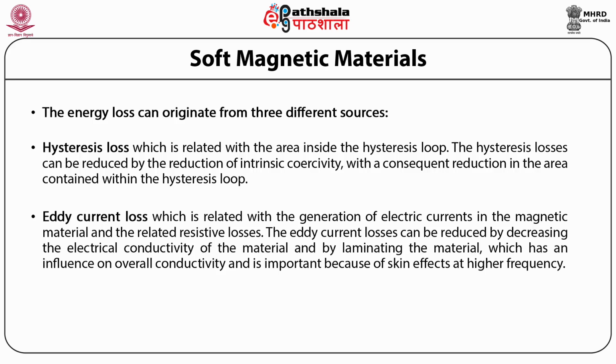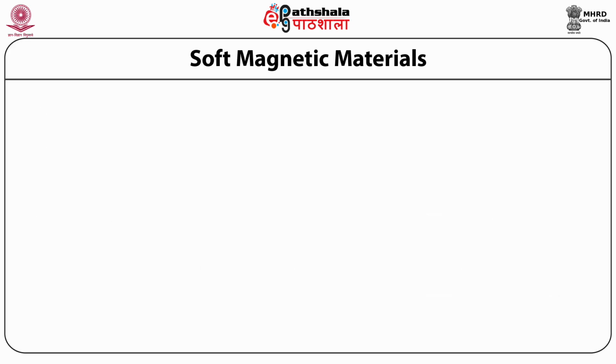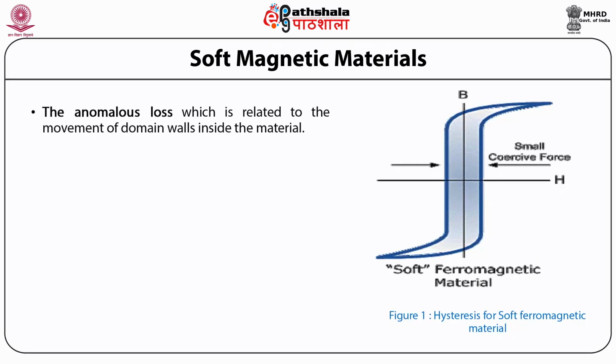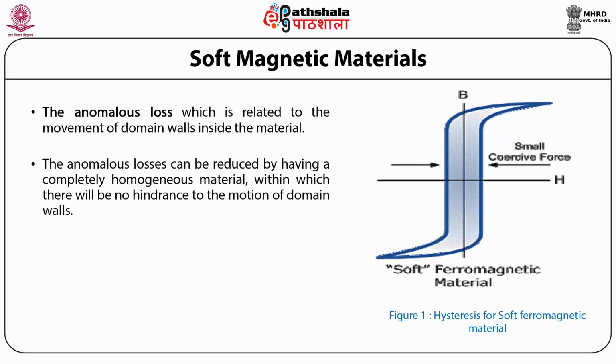The eddy current losses can be reduced by decreasing the electrical conductivity of the material and by laminating the material, which has an influence on overall conductivity and is important because of skin effects at higher frequency. Third is the anomalous loss, which is related to the movement of domain walls inside the material. The anomalous losses can be reduced by having a completely homogeneous material within which there will be no hindrance to the motion of domain walls.